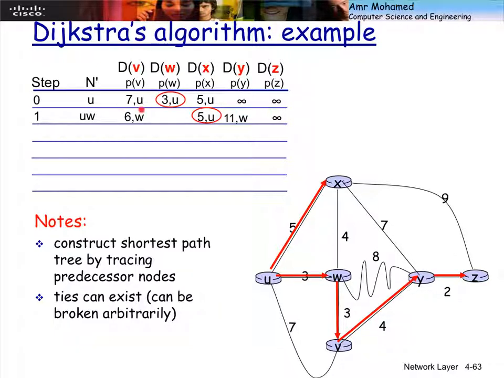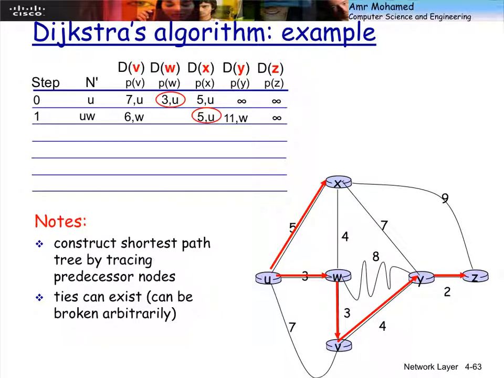Of course, we'll go here, we'll go horizontal. We'll see which one is minimum. Of course, in that case, X is minimum. So we add X to N dash. So in the next iteration, it will be U, W, and X. Okay? And then we keep doing the same thing until we reach a state where all the nodes on the network are part of N dash.